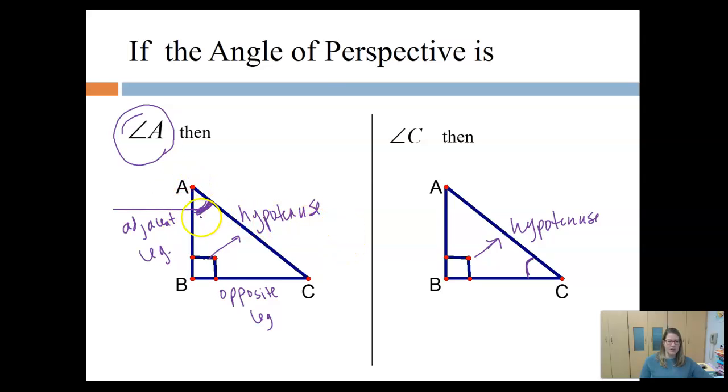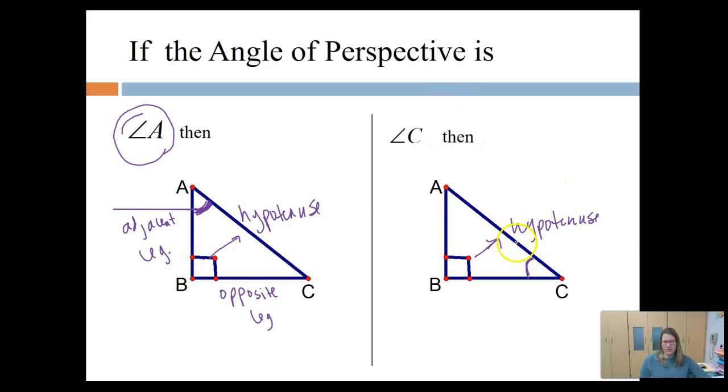Then put your finger on the reference angle. So if my reference angle is A, I would just put my finger on that angle. And then the side that I'm not touching, because if I put my finger on that angle, I'm touching this side, AB, and I'm also touching this side, AC. The one I'm not touching, that's the opposite leg. And then the third leg that's left over, the one that helps make up that angle that's not the hypotenuse, that's the adjacent leg.